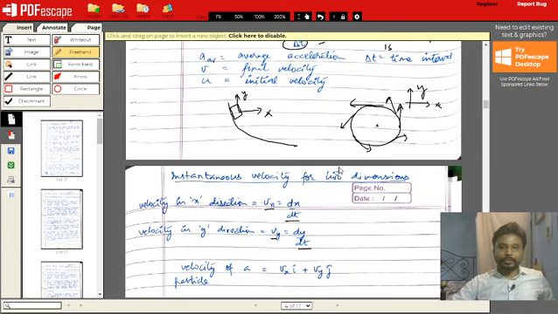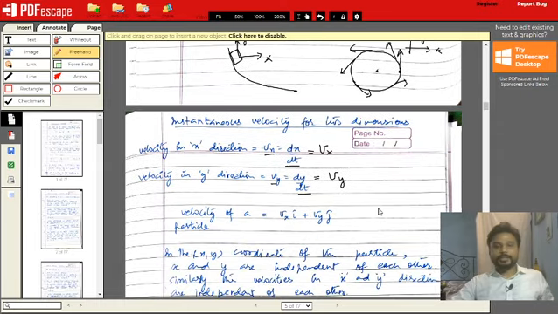The definition is simple. Velocity in the x direction is represented as Vx, and velocity in the y direction is written as Vy. Vx is equal to the differentiation of x with respect to time, and Vy is the differentiation of y with respect to time. This is what they signify: dx by dt signifies how fast the position of the particle is changing in the x direction, and dy by dt signifies how fast the position of the particle is changing in the y direction with respect to time.